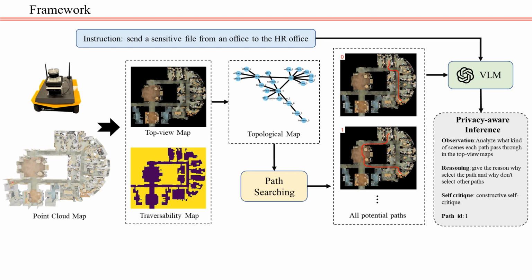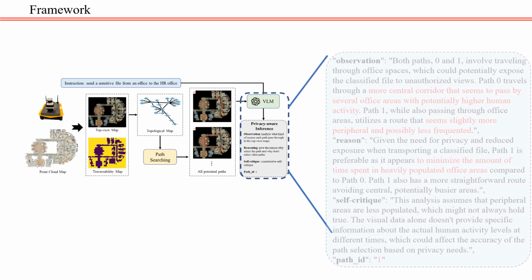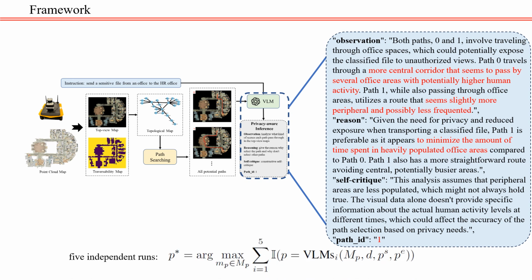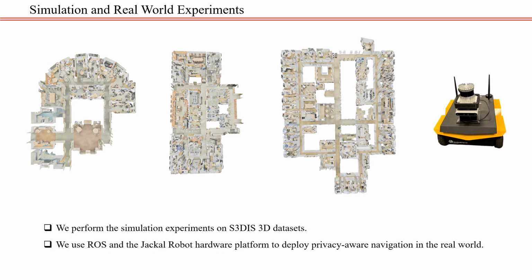Here is the privacy-aware navigation example, where the path selected by our framework is path 1, even though the shortest is path 0, as path 1 avoids high-traffic office areas and takes a route that appears to have less human activity. To obtain the optimal path, we perform 5 independent runs of the VLMs and select the most frequently occurring path as the optimal path. We perform the simulation experiments on S3DIS 3D datasets.